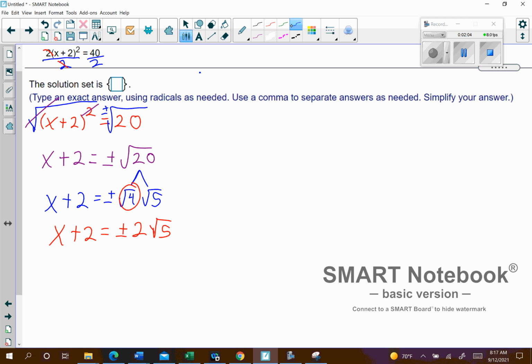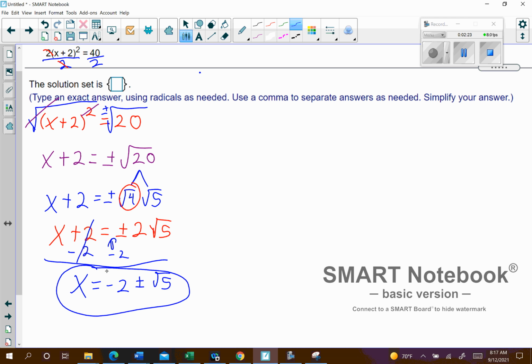And then the last step we're going to do is subtract 2 from both sides. And I like to just wedge it right here, right after the equals sign. And so that'll leave us with x equals negative 2 plus or minus the square root of 5. And that's a good answer. On the homework, they might ask you, it says use a comma to separate answers as needed. So you might have to put it as negative 2 plus the square root of 5, and then comma, negative 2 minus the square root of 5.